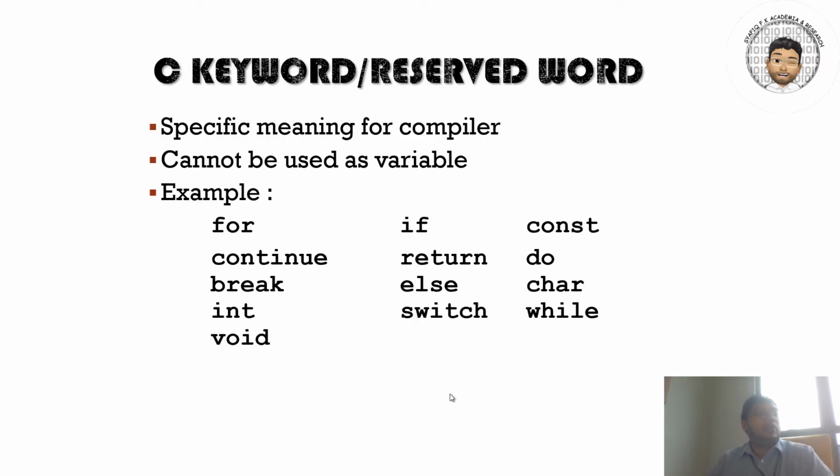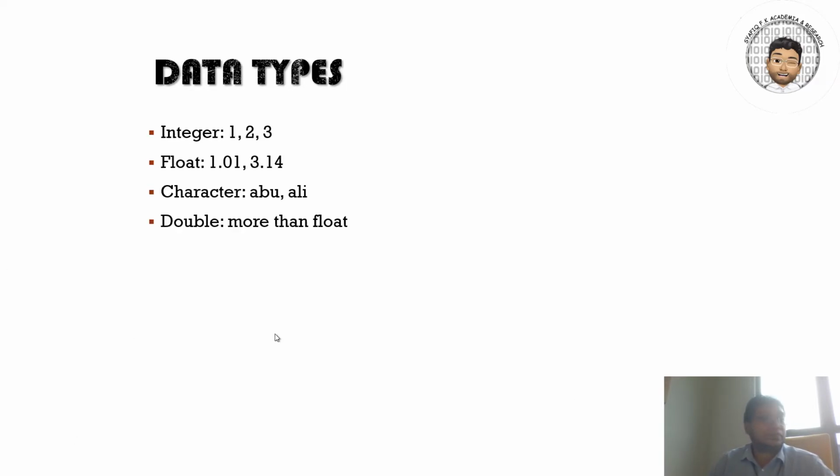Other keywords are reserved for later on when you do coding, such as for and if. For is for looping. If is for condition. You also have constant, continue, return, do, break, else, char, integer, switch, while, void. All of these you cannot use for your own purpose. They have their own purpose in the code.